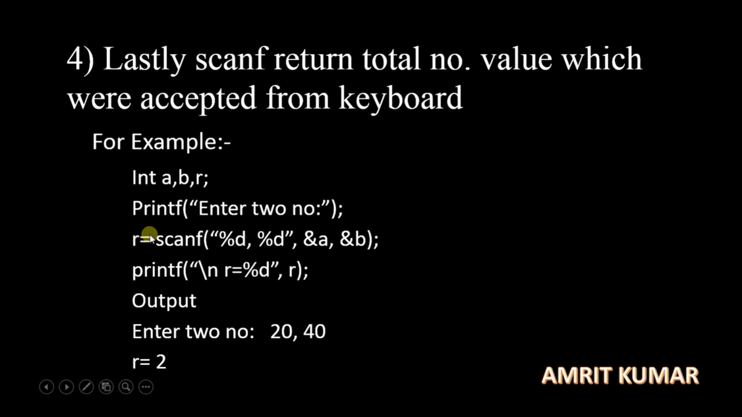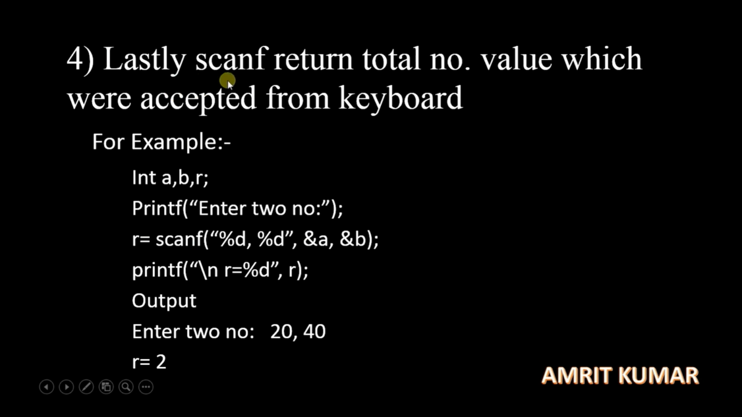Okay, now we are using r equal to percentage d. Now r is of integer data type. R is an integer data type. So we are using percentage d as a format specifier. If r were a character data type, then we would be using percentage c. But here r is an integer data type, therefore we are using the percentage d format specifier. Now after that we have put a comma and then r. So what is the value of r here? It will return the value of the scanf function.